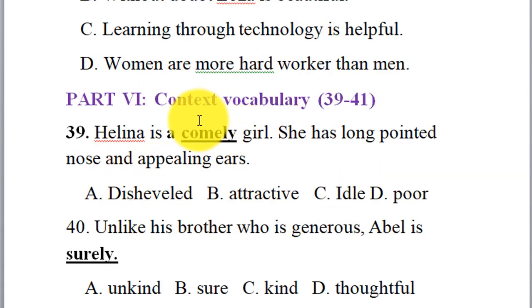The next part of the question is context vocabulary. Context vocabulary. Actually, I don't have time to tell you or to explain some of the key strategies for remembering or giving the contextual meaning of words, but I have already published two videos which focus on strategies to remember vocabulary words.